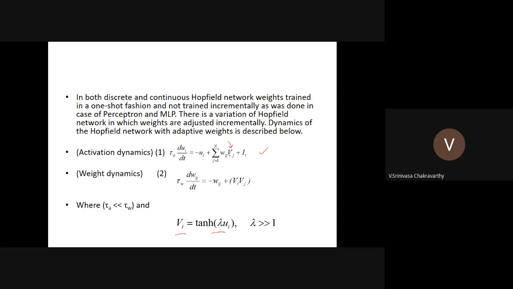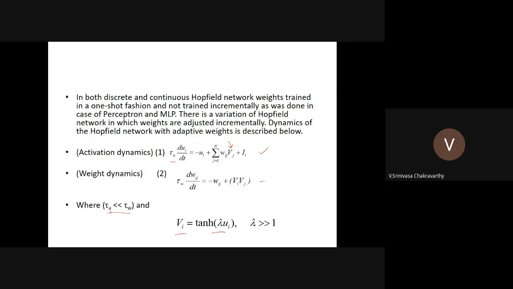Given a set of weights and some initial condition of the states, the network is evolving according to this equation. In addition to that, we are saying that the weights also have to change, and that change happens by the second rule, equation 2. Also remember that tau_w, which controls the time scale of weight change, and tau_a, which controls the time scale of activation change, are related like this.